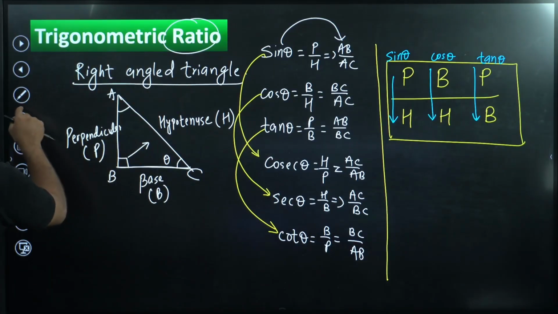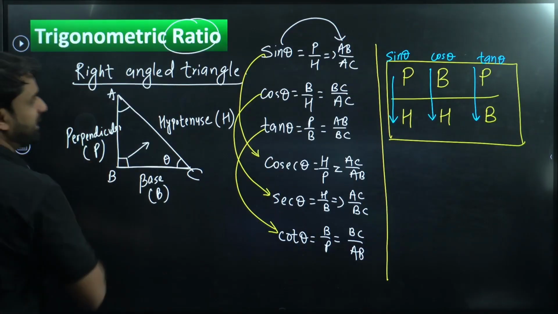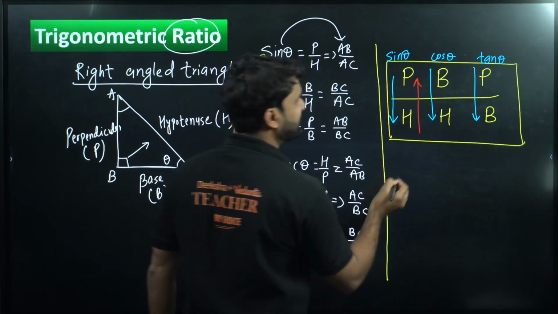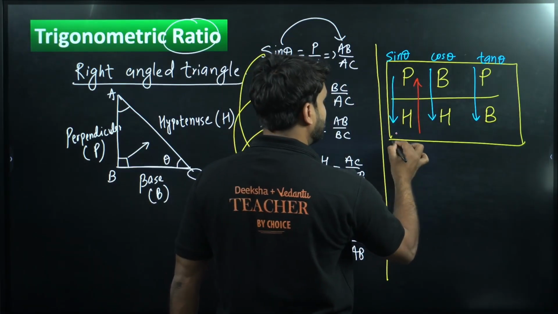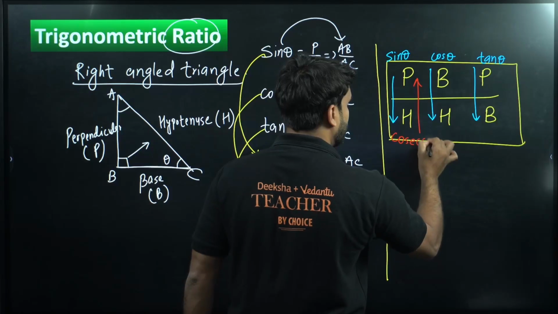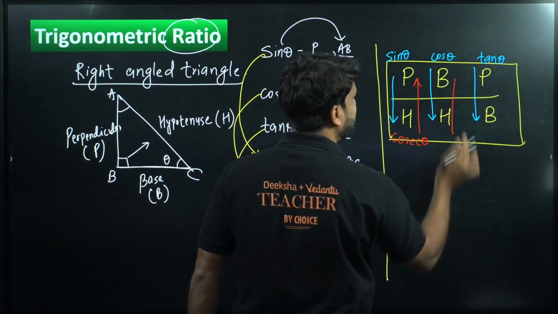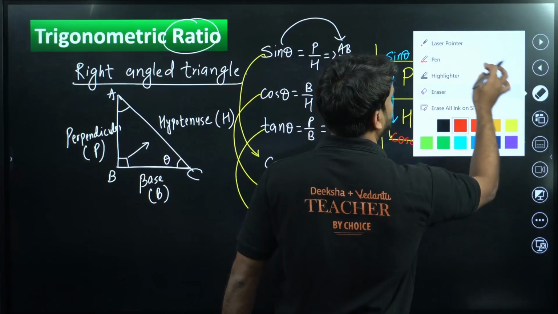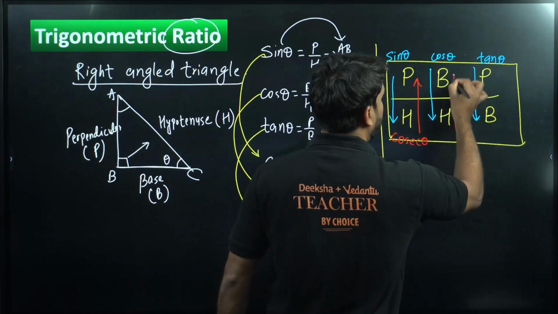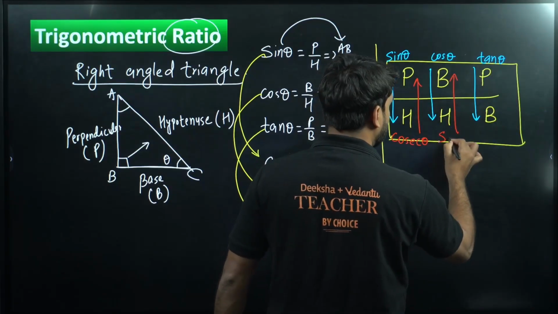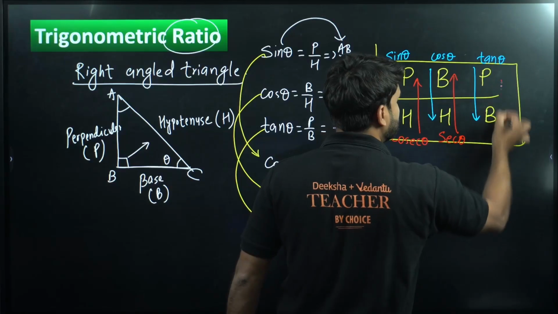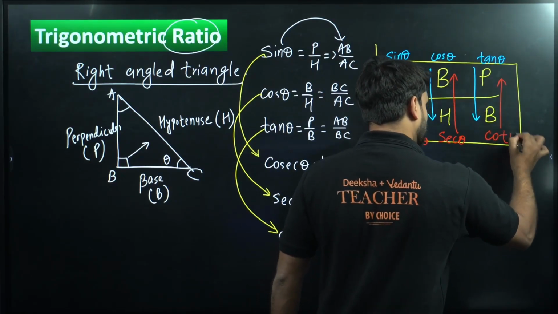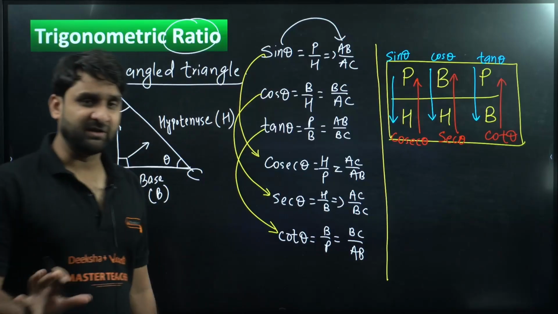Now moving to next. So let me use red color. Now the reverse form, I'm using red color for reverse. Hypotenuse by perpendicular, this is for cosec theta. Similarly, hypotenuse by base, this is for sec theta. And similarly, this is base by perpendicular, and that is for cot theta. I hope everything is clear to you all.